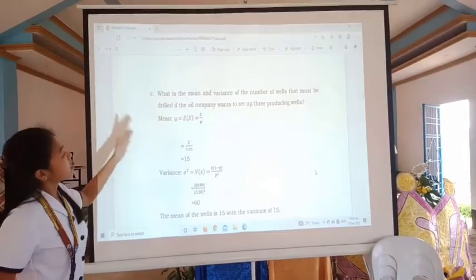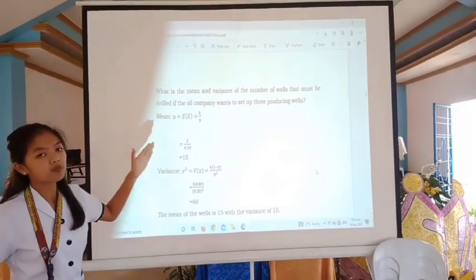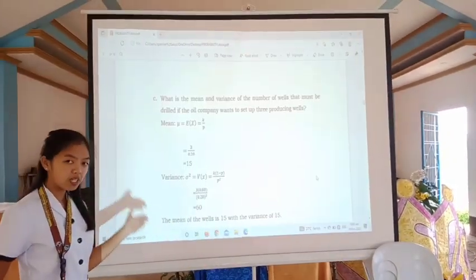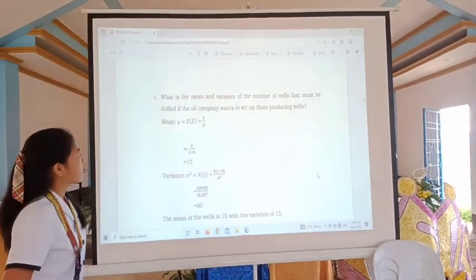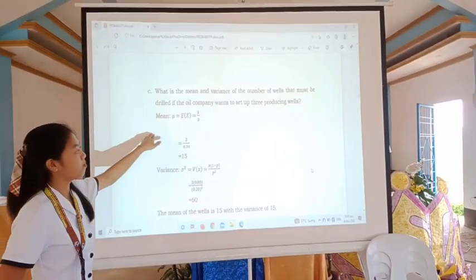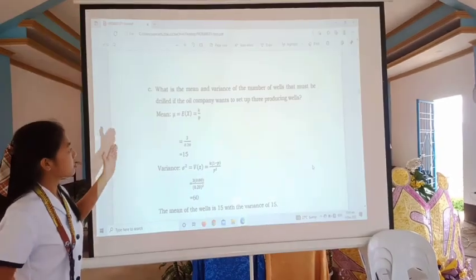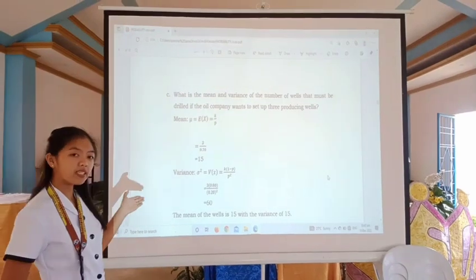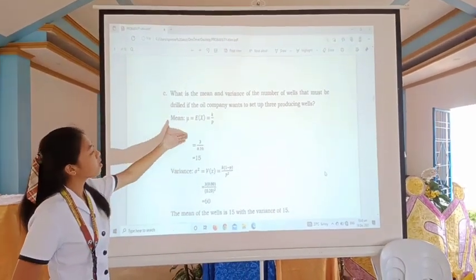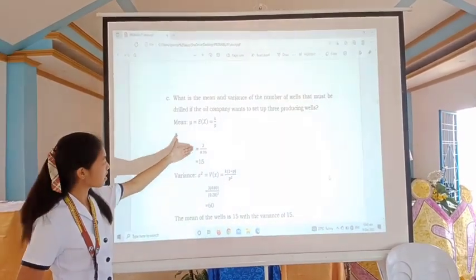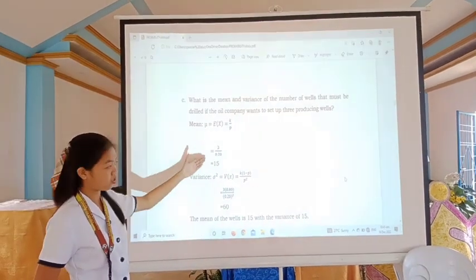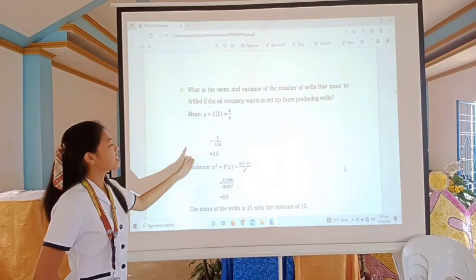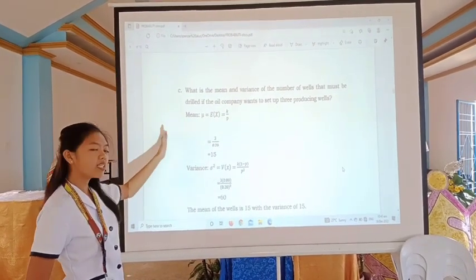We have the question: what is the mean and the variance of the number of wells that must be drilled if the oil company wants to set up 3 producing wells? Okay, for the mean we have the formula. The mean, E(X), is equal to K divided by P. Simply, our number of successes is 3 divided by our probability, 0.20. 3 divided by 0.20 is equal to 15. So our mean is 15.